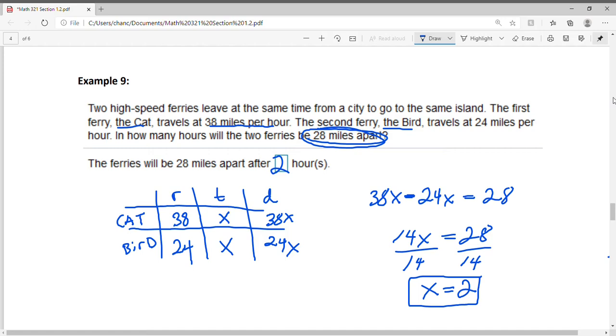And we could double check that. We can multiply 38 times 2 and 24 times 2 and then subtract their distance. Is it 28 miles apart? And yes, it is. So we know we did this right.